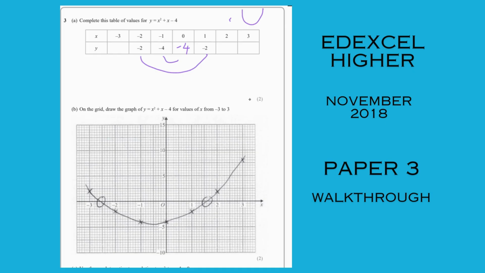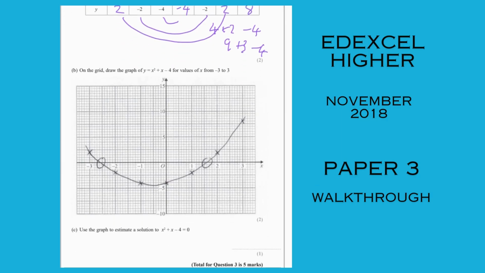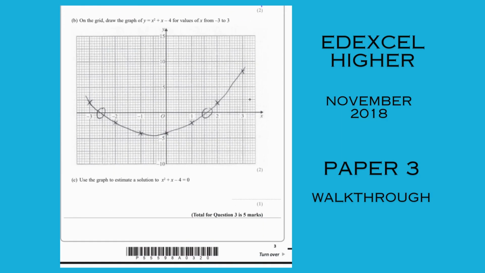So sub in the 2: 2 squared plus 2, take away 4, gets you 2 in there, which reflects to there. The 3's on its own, so 3 squared plus 3, take away 4, I'm getting 8. So job 1, get all those coordinates plotted. There you can see my x's, and get yourself a smooth curve drawn. Mine's not great, but it'll do.